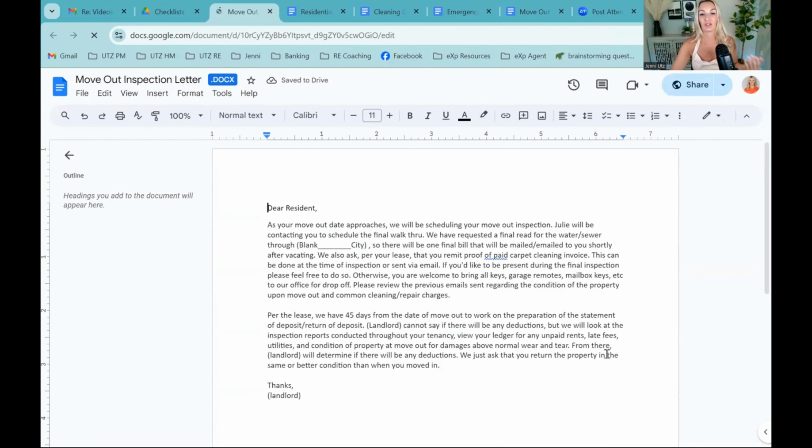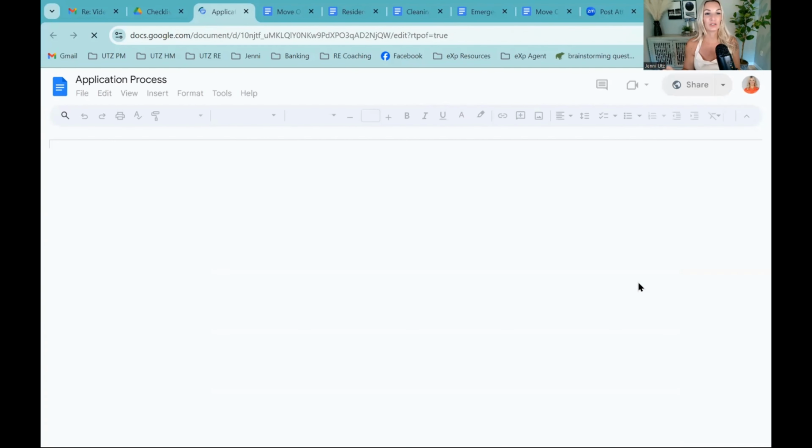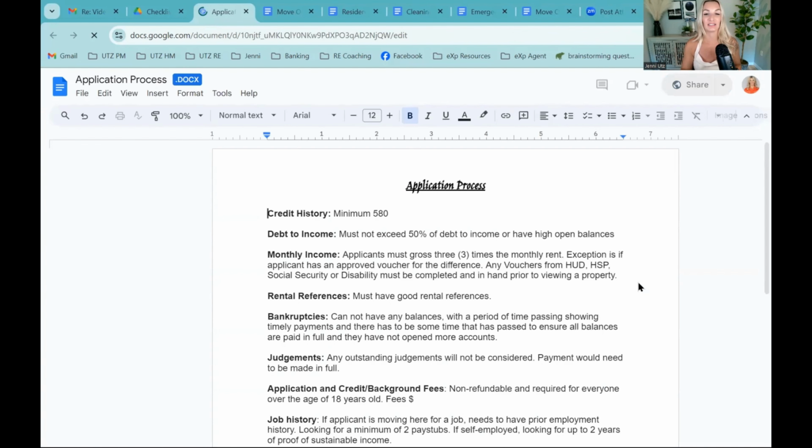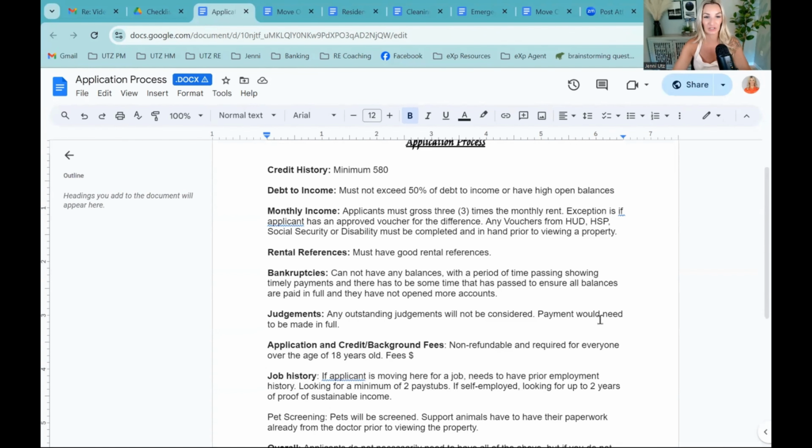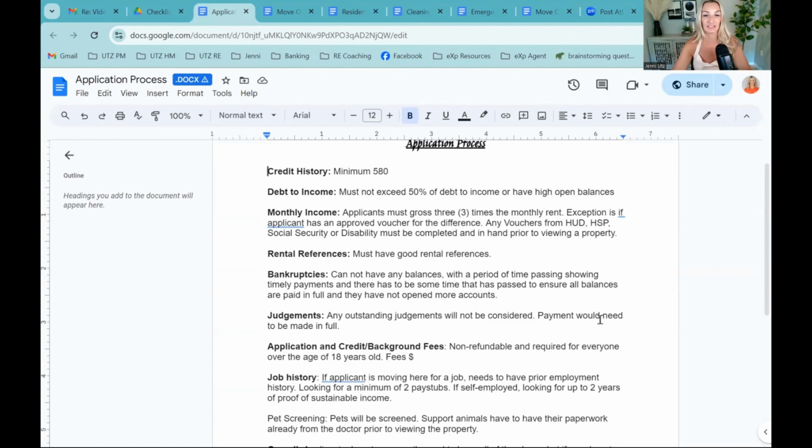Per the lease, although we did go over the application process in the addendums, this is the actual criteria, I should say. Debt to income can't exceed 50%. What we require is grossing 3 times monthly income. And as I mentioned before, the exception is if it's a HUD voucher, HSP, Social Security, disability, those types of things, where they are then acting as the income source for the tenant. Those would be considered just straight across what the funding is, because that is exactly what they're giving us.